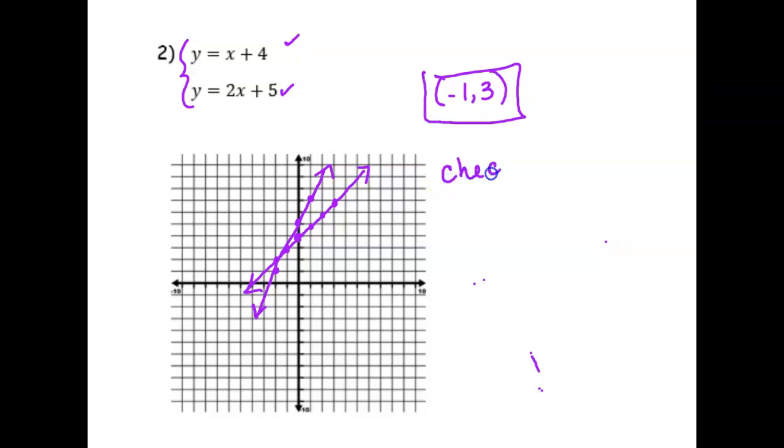So to check this one, I'm going to take my y, which is 3, and my x is negative 1 plus 4. Well, that one works. Now I'm plugging in my y is 3 equals 2 times negative 1 plus 5. That's a negative 2 plus 5. That is equal to 3. So that works. Okay. So we are not always going to be in slope-intercept form.